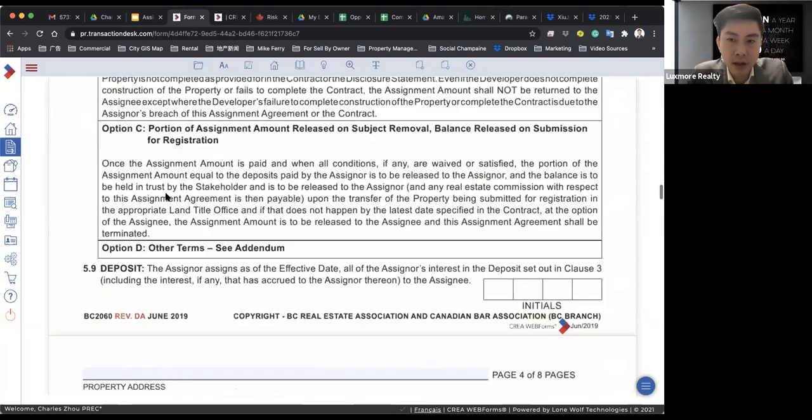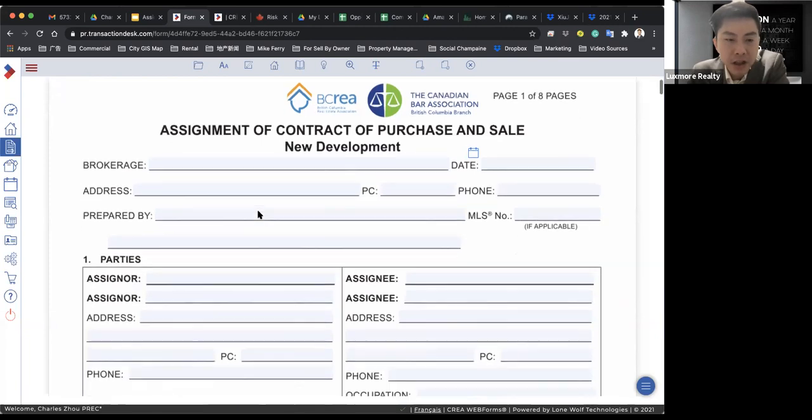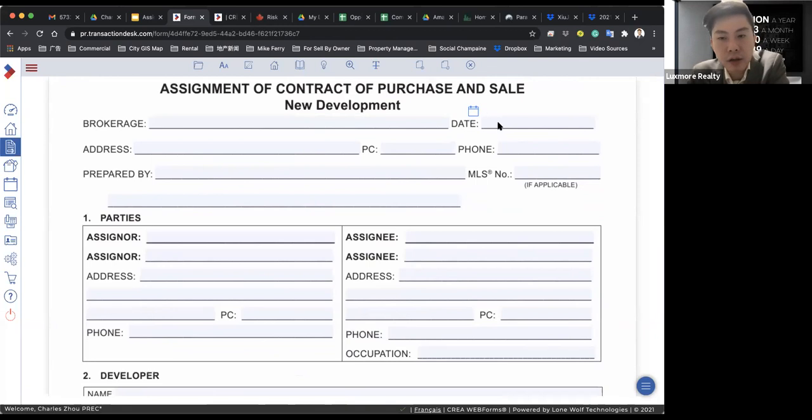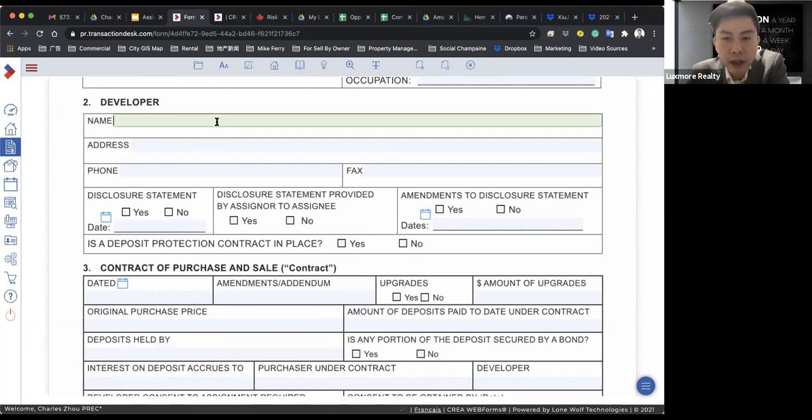So here is a contract of assignment and purchase for new development for pre-sale deals. On the top is just the regular brokerage address and phone number, and make sure you complete the date. The date is very important. This is called the contract date. And then in part 1, the assignor is the seller of the contract. The assignee is the buyer of the contract. The developer name you can find on the original CPS agreement.